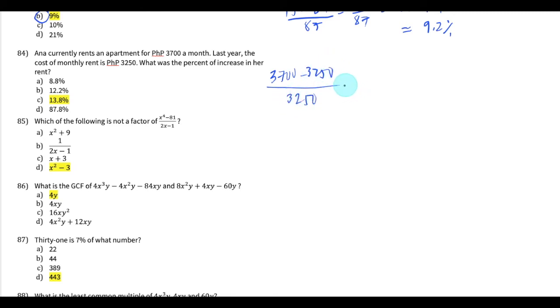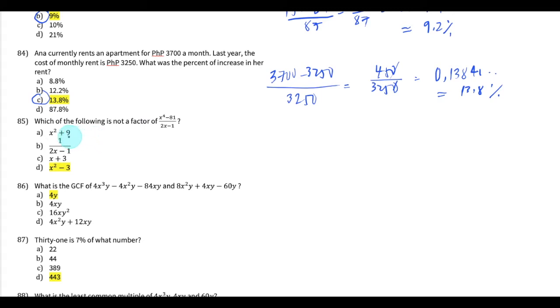3,050. So, i-compare mo siya sa previous. 450 over 3,250. Okay, pag sinimplify ito, dapat ang sagot is 0.13846 or approximately equal to 13.8% or letter C. Number 85. Which of the following is not a factor of this one? Okay?